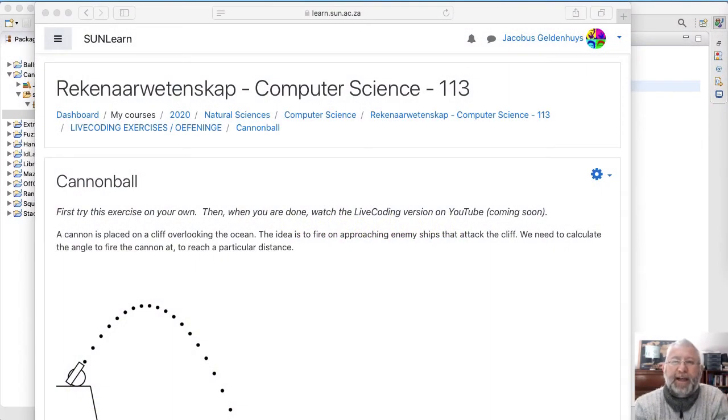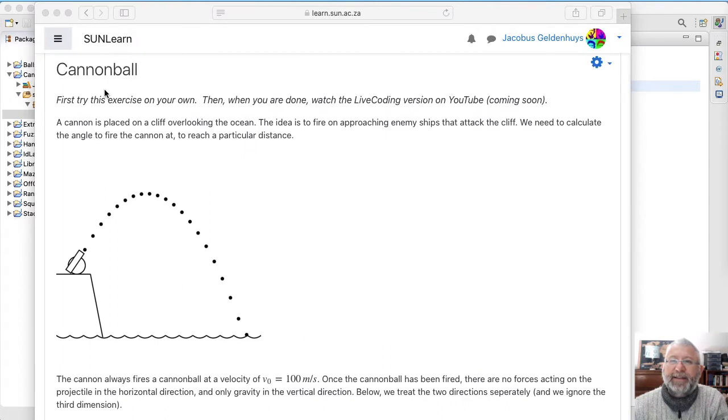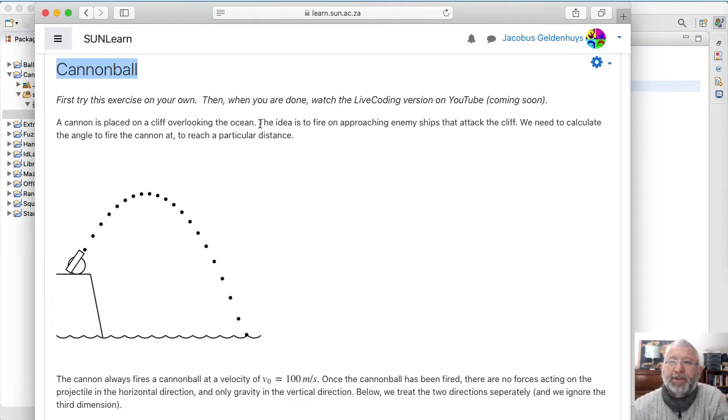Right, more live coding, Cannonball exercise. Let's have a look. Let's see what it says. It says a cannon is placed on a cliff overlooking the ocean. The idea is to fire on approaching enemy ships that attack the cliff. We need to calculate the angle to fire the cannon at to reach a particular distance.